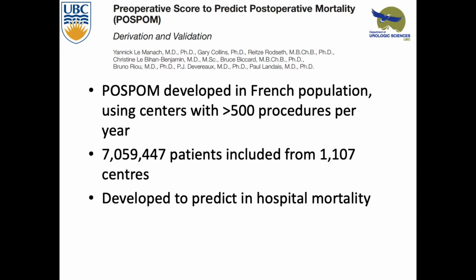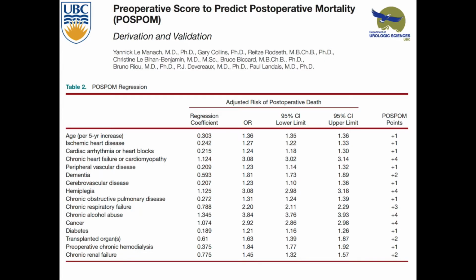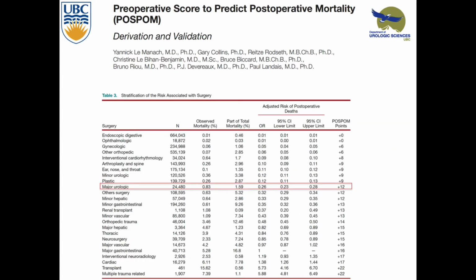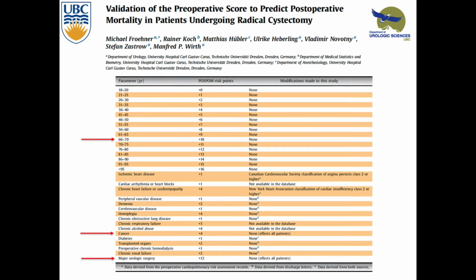So this is POSPOM. It's the perioperative score to predict postoperative mortality. It was developed in a French population, using French hospitals having more than 500 procedures per year. 7 million patients were involved in over 1,000 centers. What it wanted to do is predict in-hospital mortality. So it's looking at all the usual kind of stuff. It looks at age, ischemic heart disease, cerebrovascular disease, cancer, diabetes. And they looked at the surgery you're undergoing as well and assigned it points. So major urologic surgery, which obviously radical cystectomy would fit within, gets 12 points.